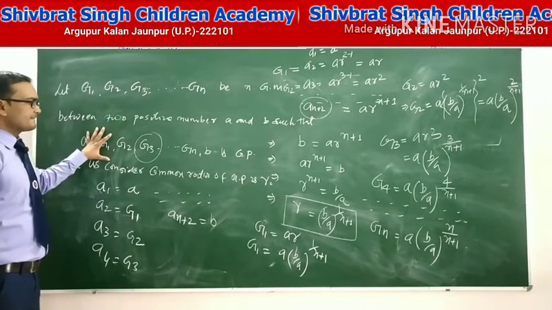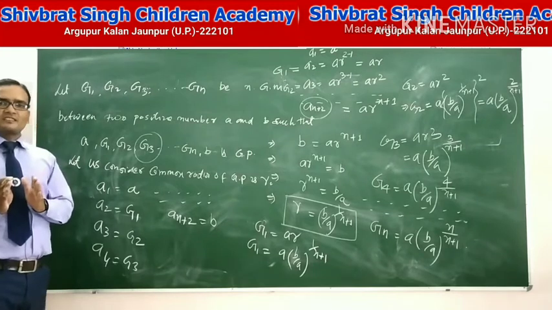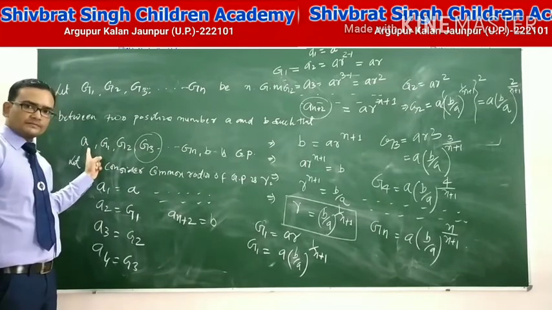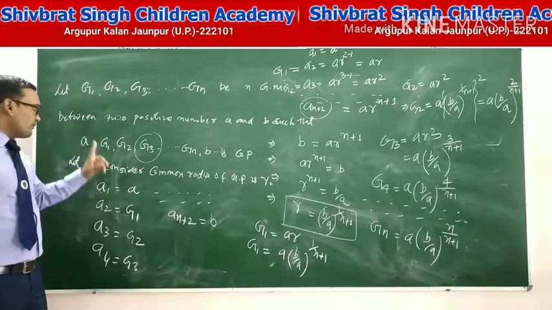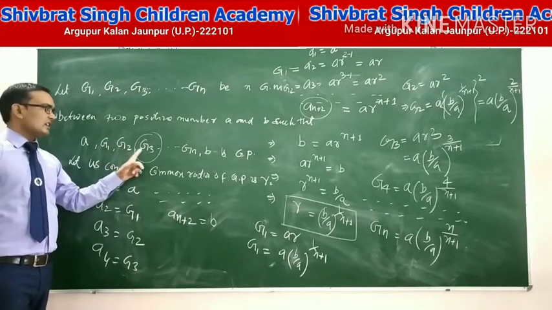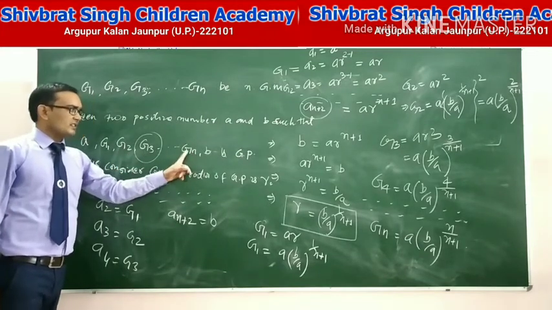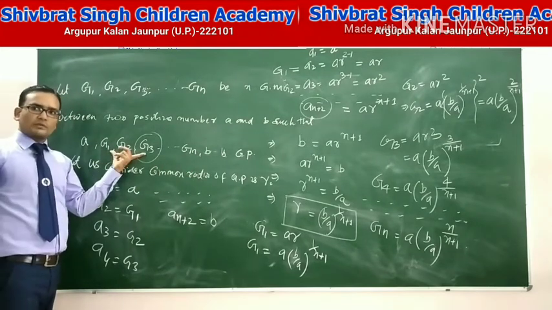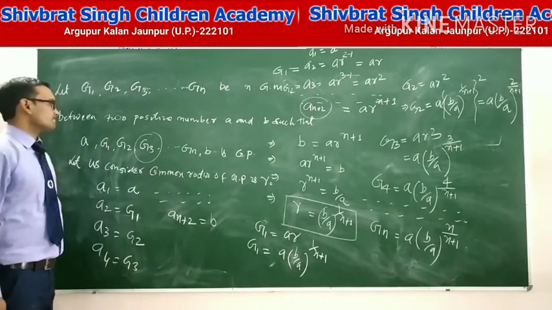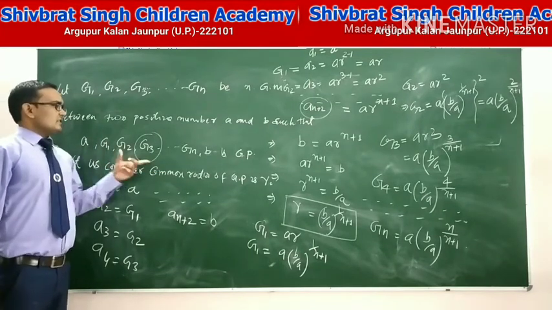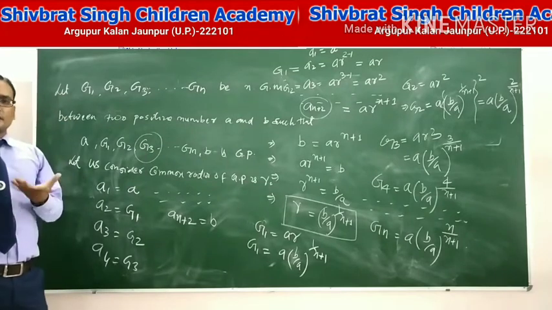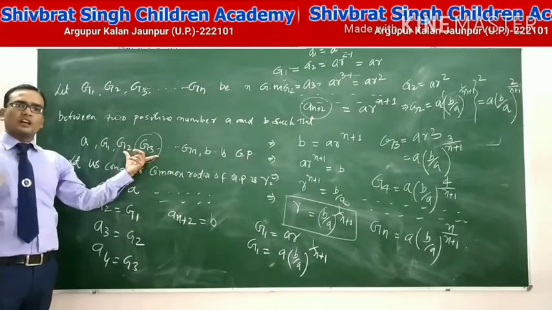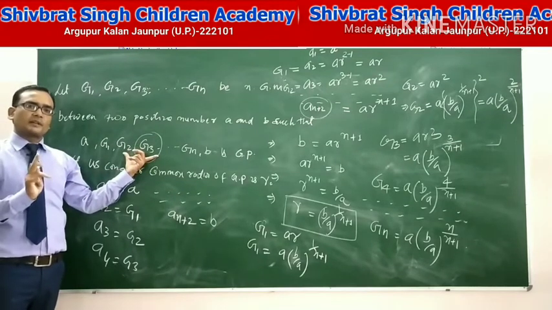In a summarized case, we insert n geometric means between two positive numbers A and B. What is the geometric mean? First is G1, second is G2, third is G3, and last is Gn. We can insert n geometric means in two positive numbers A and B. If G1, G2, G3, G4 and so on Gn are the geometric means between two positive numbers, then this sequence makes a GP by the definition of the geometric mean.